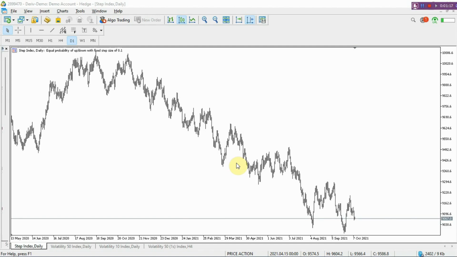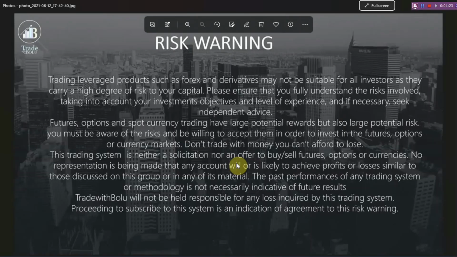Okay, and first of all, I just want us to understand the risk warning. At TradewithBolu, we understand that trading leverage products such as forex and derivatives may not be suitable for all investors because they carry a high degree of risk, and you should fully understand the risk involved, taking into account investment objectives and level of experience. At TradewithBolu, we give you this level of experience if you don't have it by signing up to any of our courses. And TradewithBolu will not be held responsible for any loss incurred from this analysis, because we are taking proper analysis and applying proper risk management. You may want to pause this to just have a glance at this.